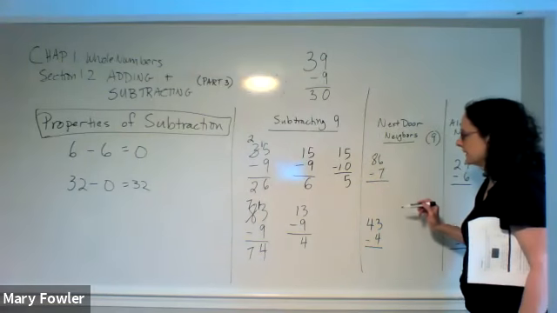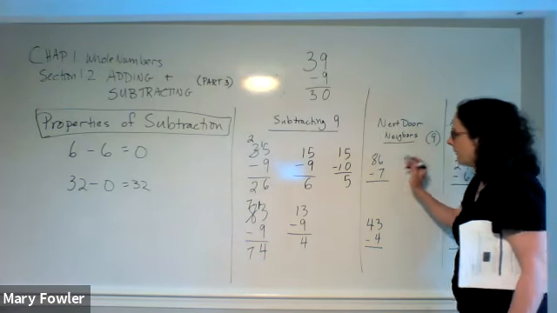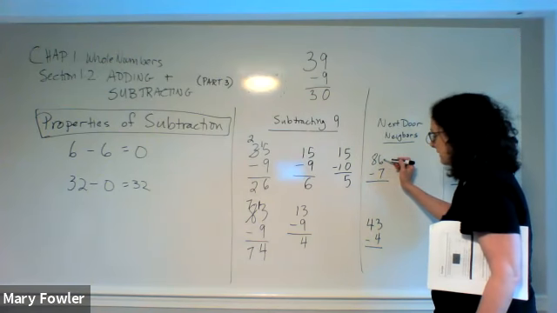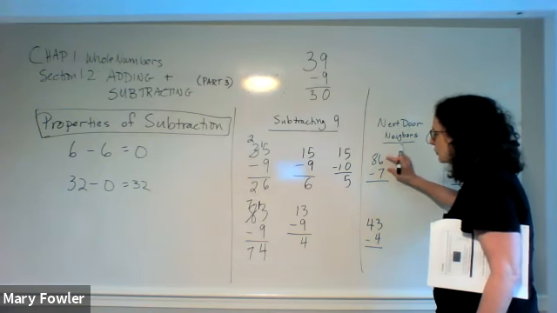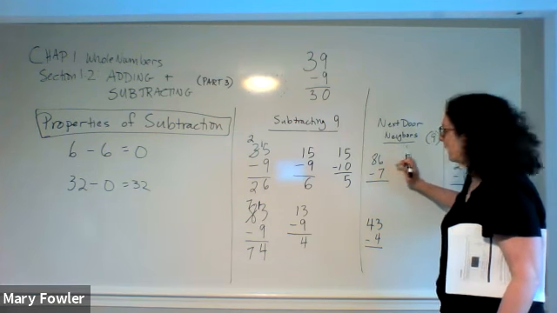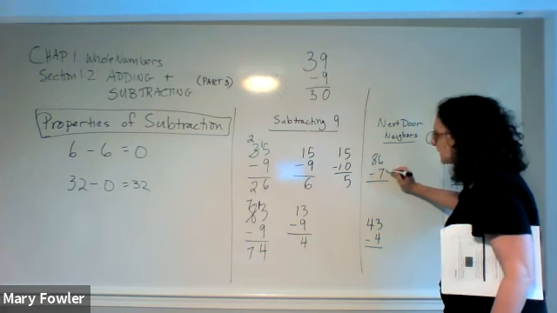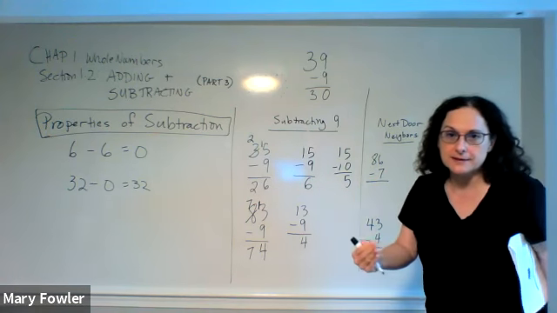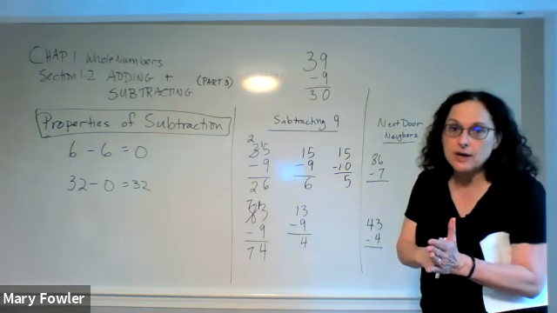Okay, 86 minus 7. I am going to have to borrow because I can't take 7 from 6. But what I want you to notice is that the 7 and the 6 are next door neighbors, okay? The 7 is one more than the 6. They live next to each other.